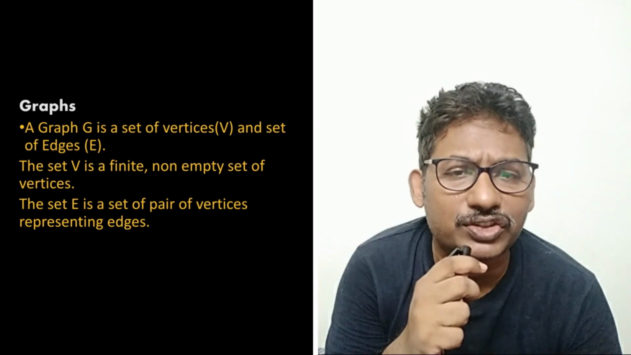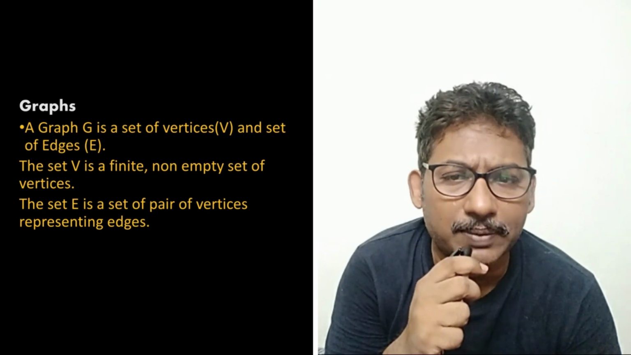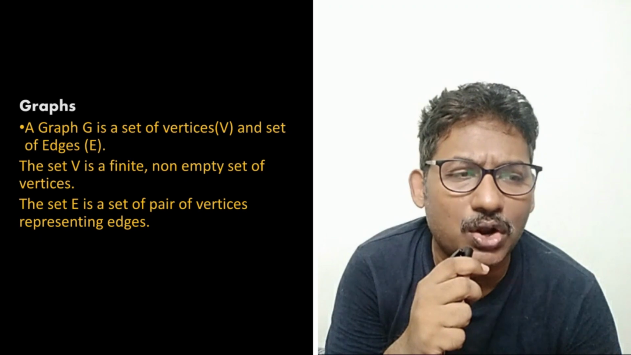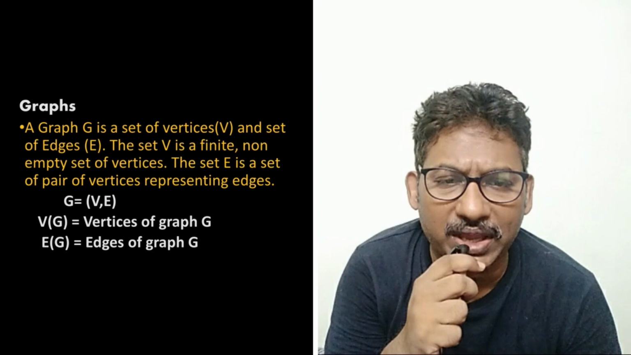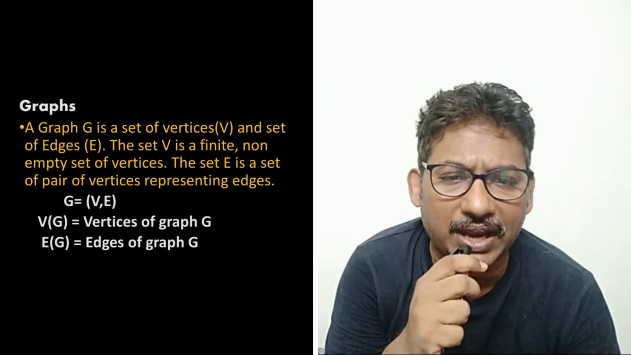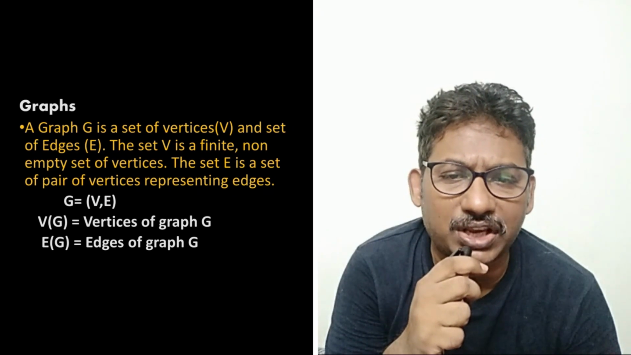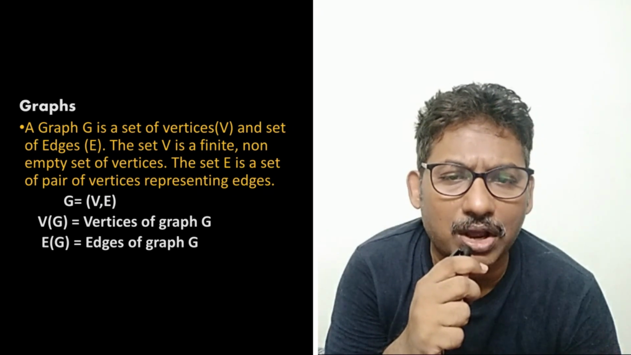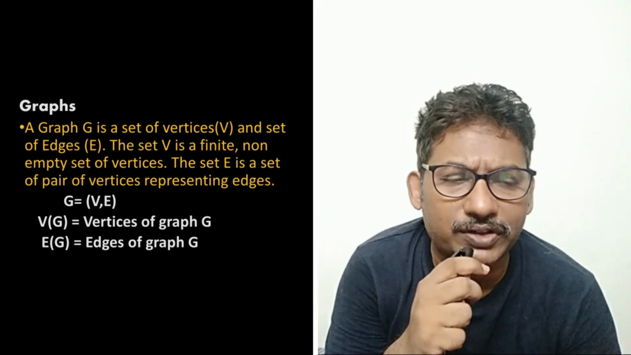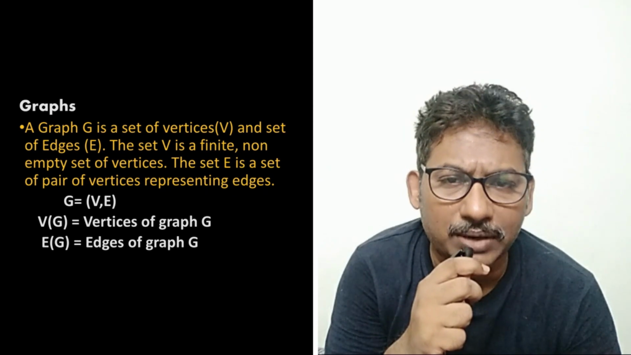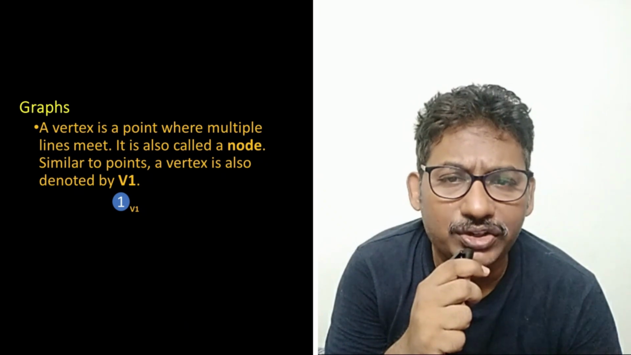And a graph G is a set of vertices V and a set of edges E. The set V is a finite non-empty set of vertices. The set E is a set of pairs of vertices representing edges. So V is the vertices, E is the edges, G is the graph. G equal to (V, E). V of G is equal to vertices of graph G. E of G equal to edges of graph G. So these are the major terms: vertex, edge and graph.